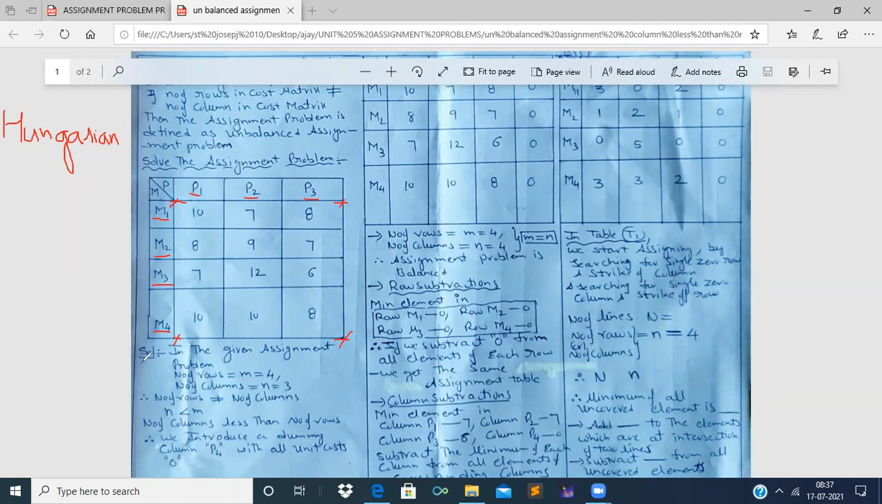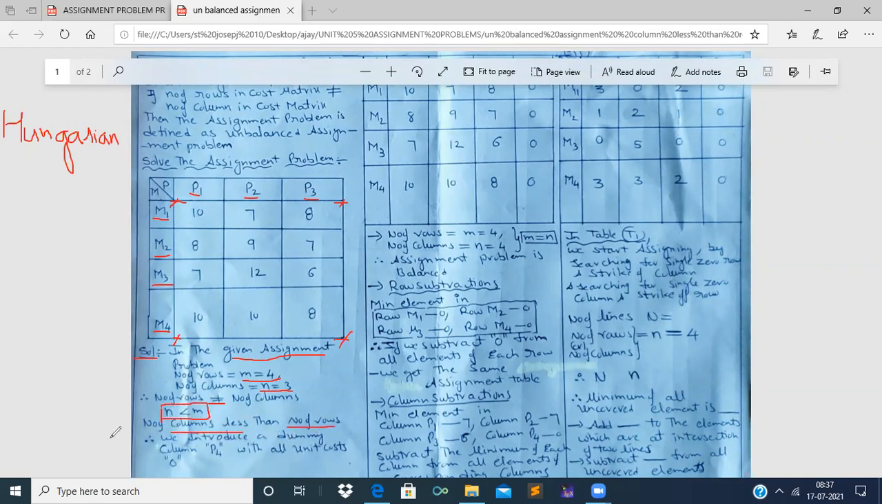Now, let us move on to the solution. In the given assignment problem, the number of rows m is equal to 4 and the number of columns n is equal to 3, and therefore the number of rows is not equal to the number of columns. That means n, the columns, are lesser than m.